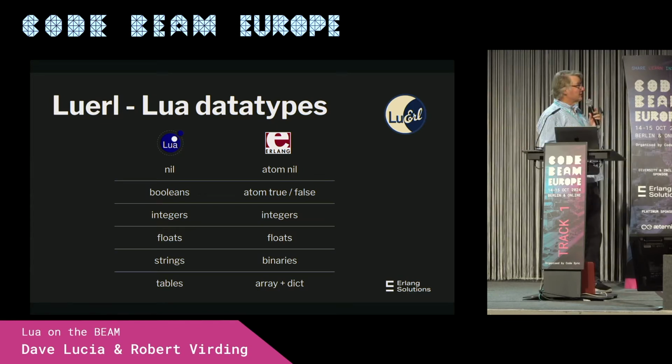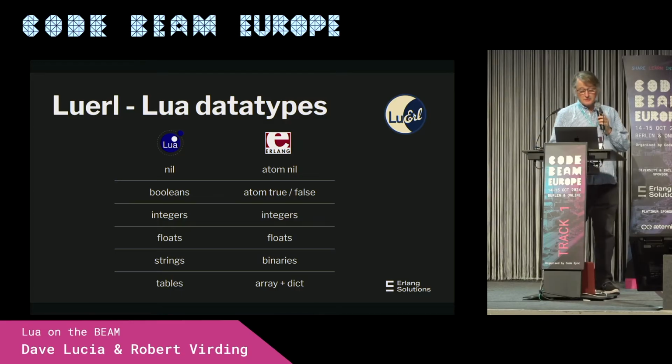From the Erlang side, it makes it quite easy. So the Luerl nil just becomes the atom nil. The booleans just become the atoms true and false. Integers will become integers. Floats become floats. Strings become binaries, which is basically what they are. Exactly the same thing in Luerl as well.